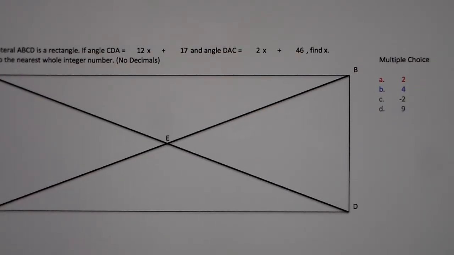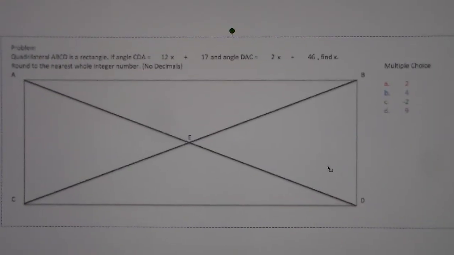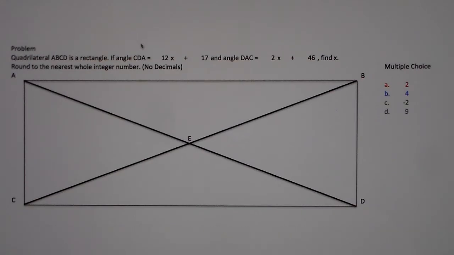Let's look at another one. We have quadrilateral ABCD is a rectangle. If angle CDA is 12x plus 17, so CDA, that's this angle right here.